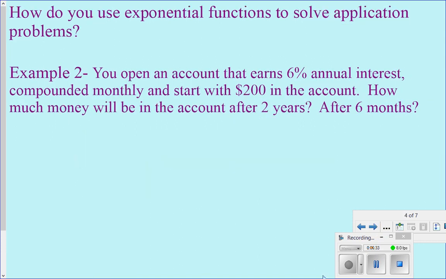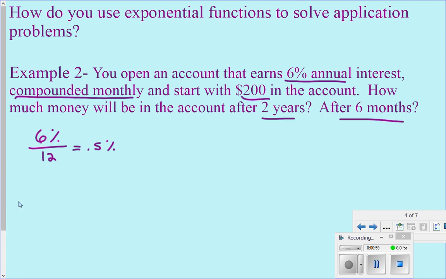So let's try the next one. You'll notice the annual rate's the same, the initial amount's the same, the time periods are the same. The only difference is this time we're going to look at compounded monthly. So we have to get the monthly multiplier. I start with the annual rate. I divide by the number of times it's compounded per year, which is 12. That gives me 0.5%. I add that to 100.